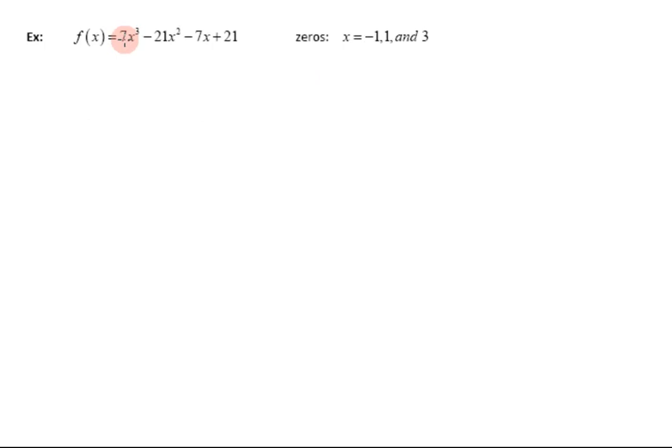Let's look at our other example. Here I need a 7 out front, right? But they tell me the zeros. So if they tell me the zeros, they're making it easy for me. I'm just going to write them out. Negative 1 being a 0 is x plus 1. Positive 1 being a 0 is x minus 1, because when I put 1 in there it becomes a 0, and 3 being a 0 is x minus 3.